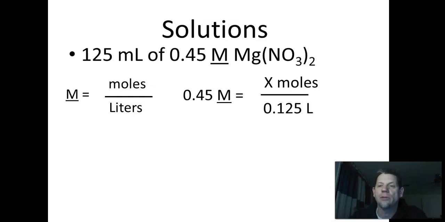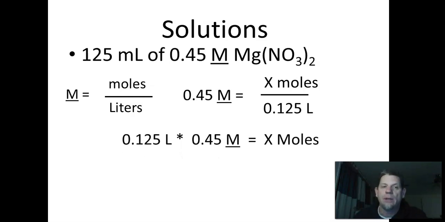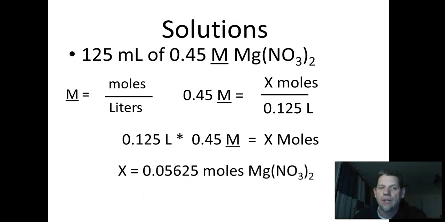So in order to solve for moles, we get to do some algebra. We're going to multiply both sides by 0.125 liters, and that looks like this. So when you multiply 0.125 times 0.45, you get out a calculator. Feel free to do that. What's the number of moles? All right, so we got 0.05625 moles is what my calculator says.